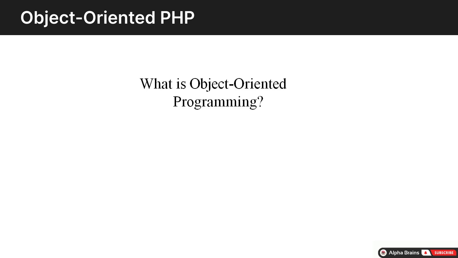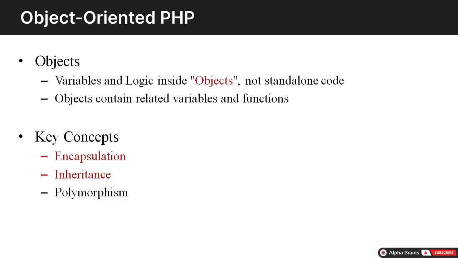This presentation is on what is object-oriented programming. Not just object-oriented programming for PHP, but object-oriented programming in general. The key thing is, surprise, surprise, objects. Now, what is an object? An object is going to be a holder for all the variables and logic that we would use in a program. In procedural PHP, it's standalone code.